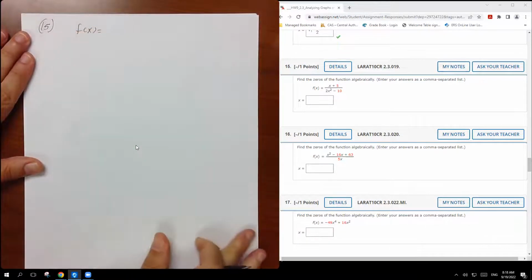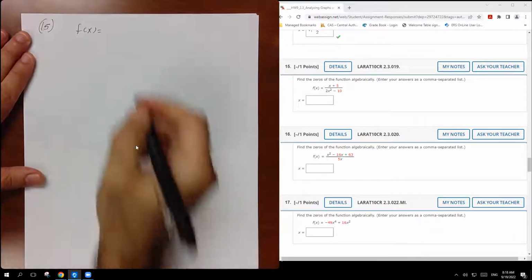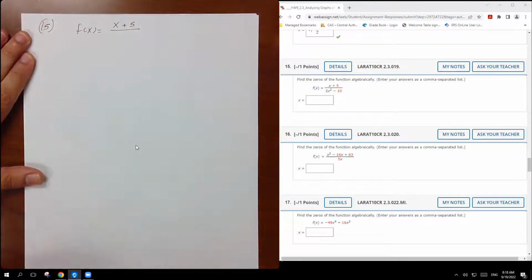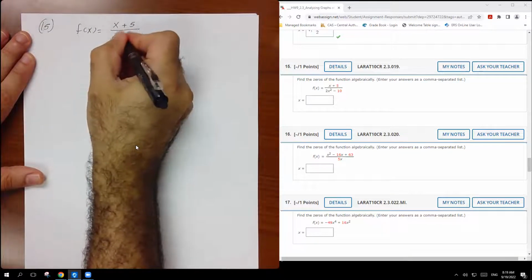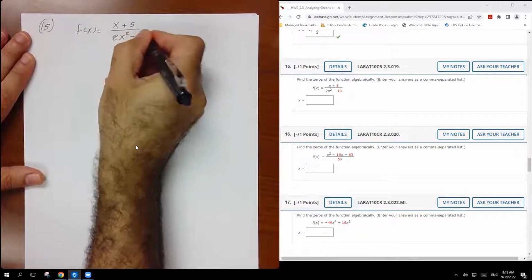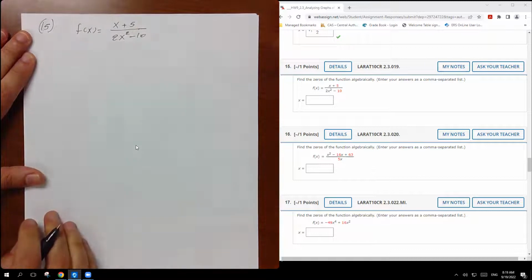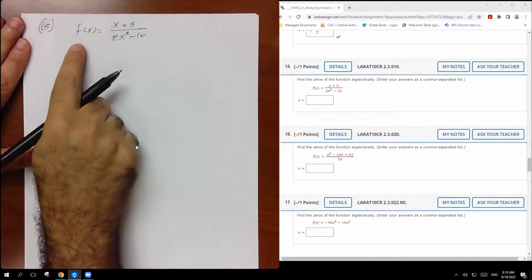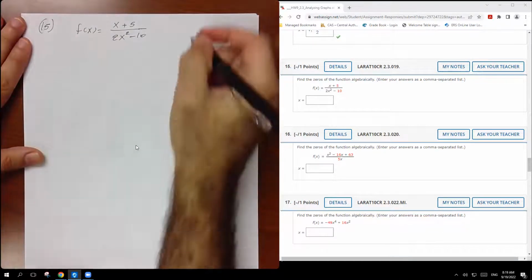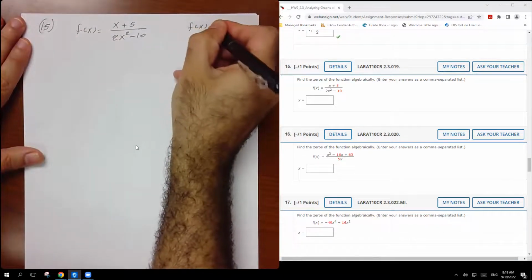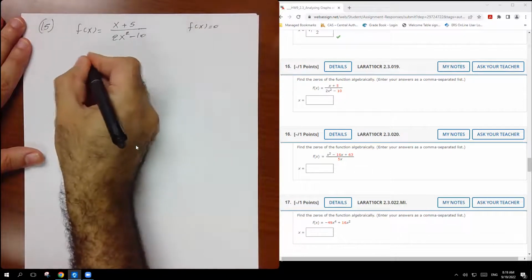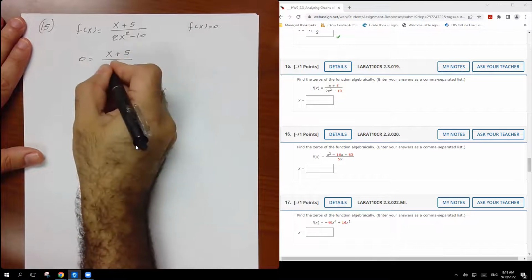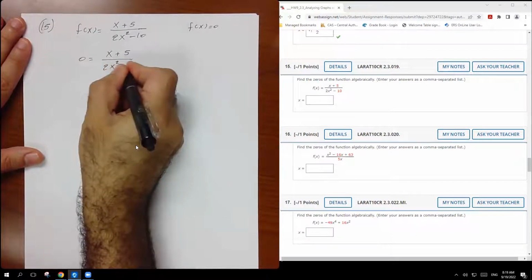So f of x equals x plus 5 over 2x squared minus 10. We're going to do exactly the same thing. Finding the zeros means this side equals 0, that is, f of x equals 0. So 0 is going to be equal to x plus 5 over 2x squared minus 10.